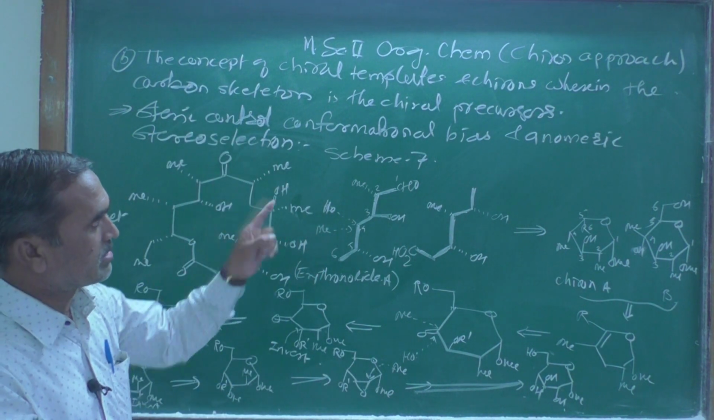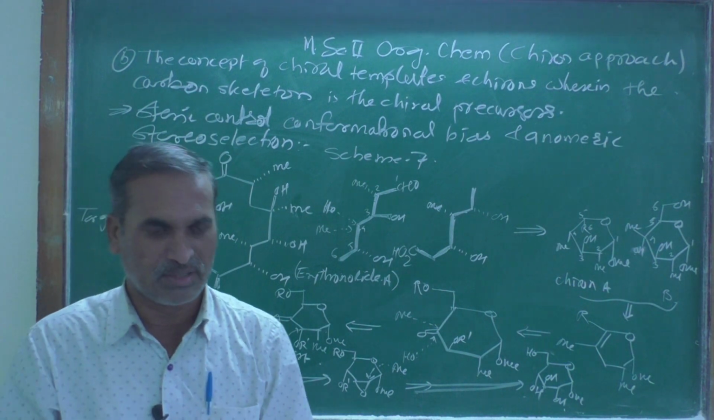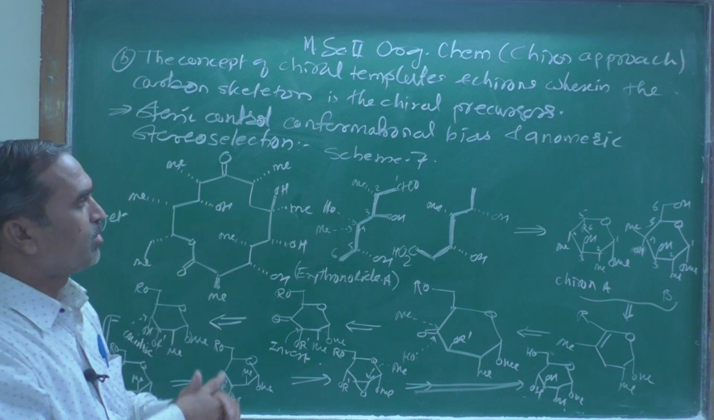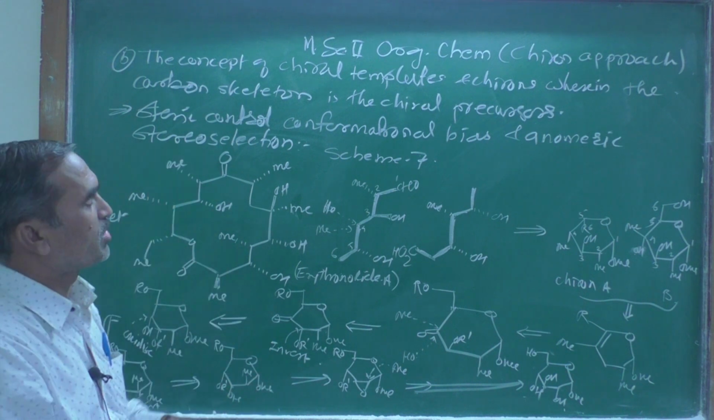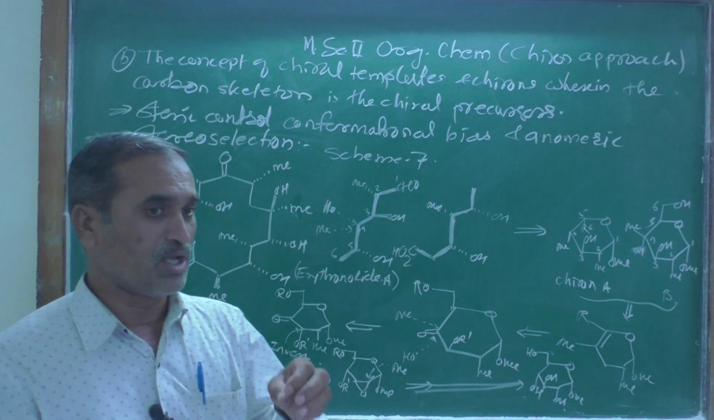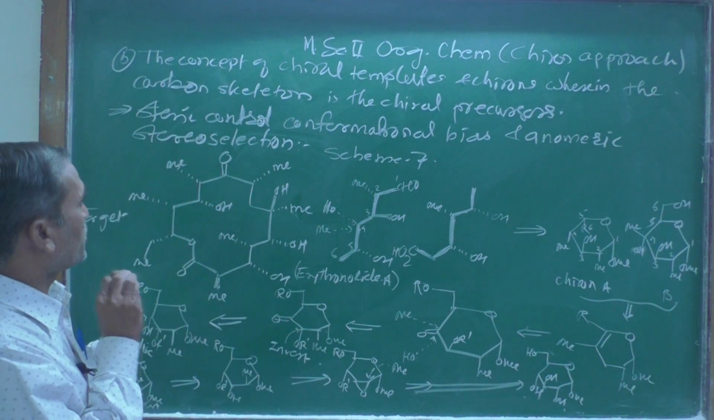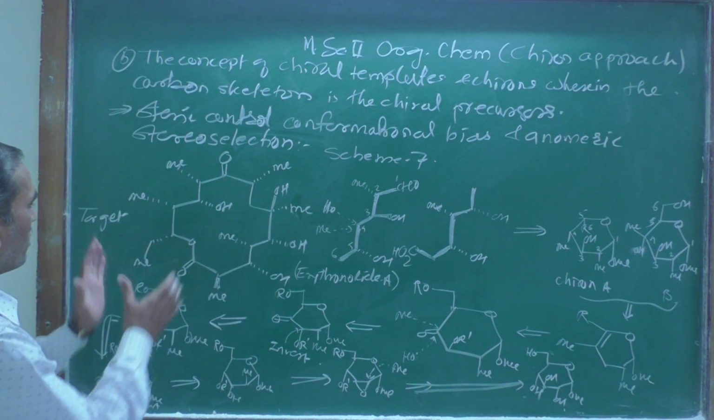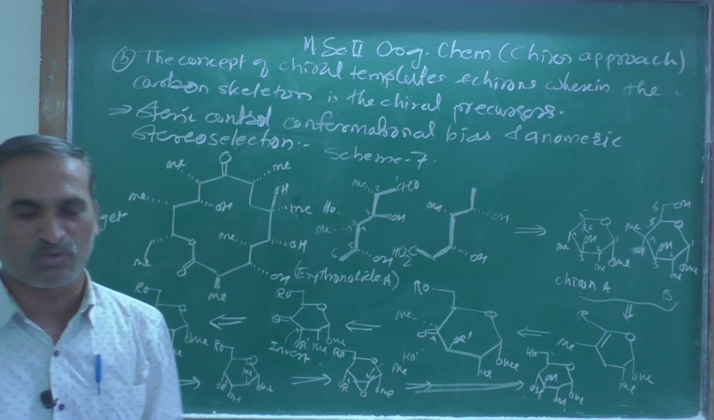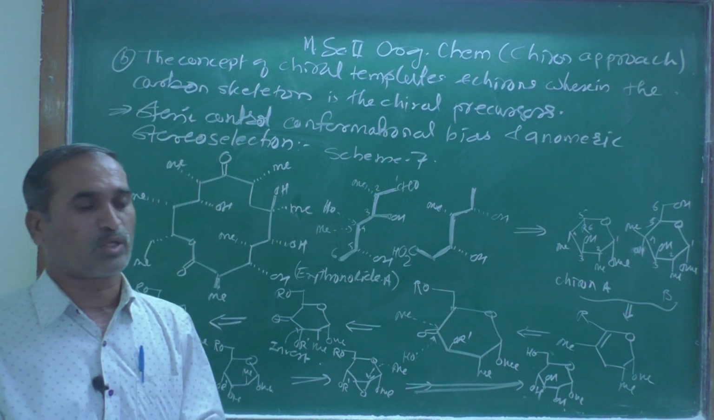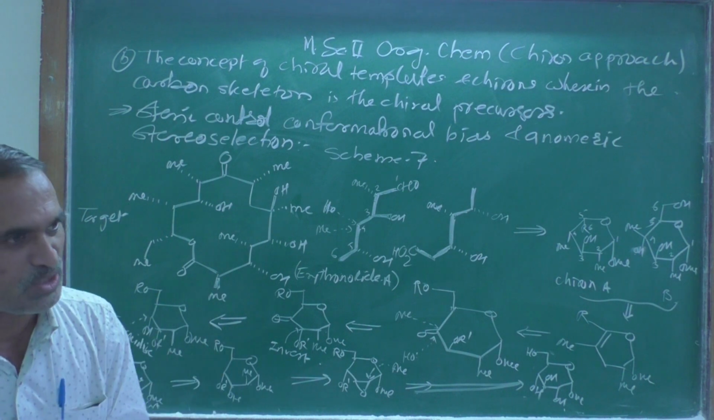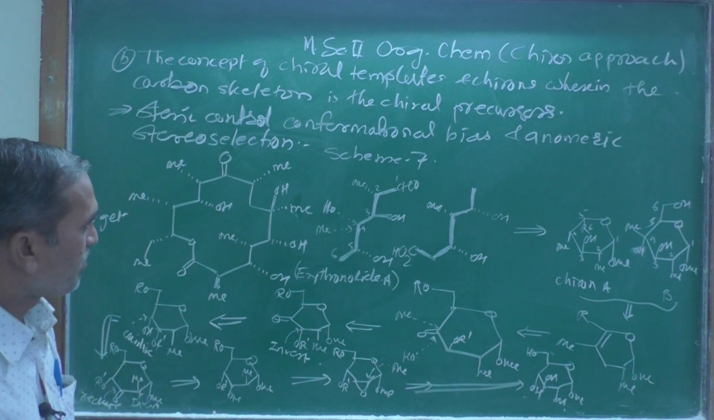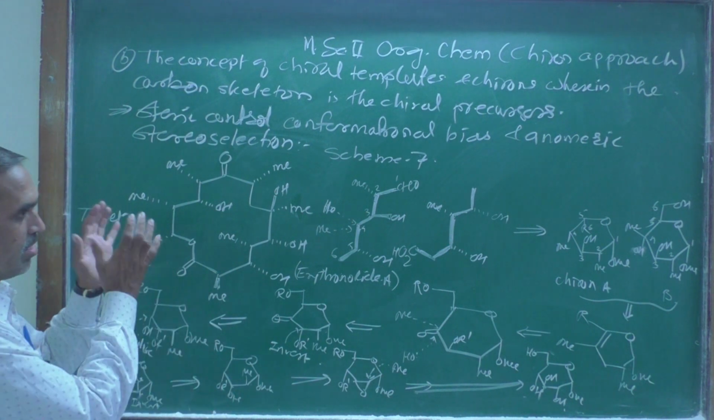Here is one example, scheme number 7, which very beautifully explains what is the steric control and the conformational bias, how the anomeric stereoselection is used. That is explained here. Let us see, here is a target molecule. As we know, the target molecule means the molecule whose synthesis is being planned, and this is one of the target molecules which is medicinally useful, and that's why it is considered here.